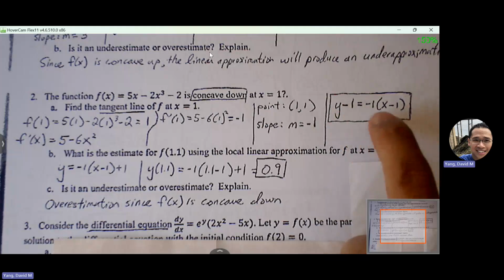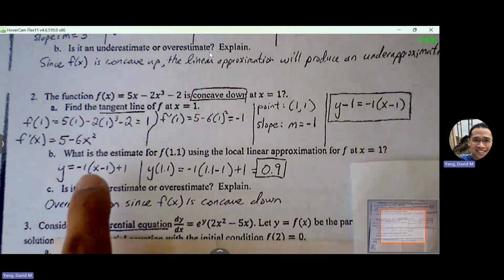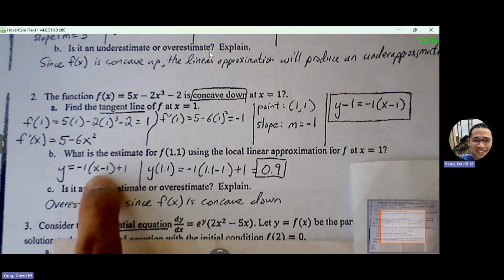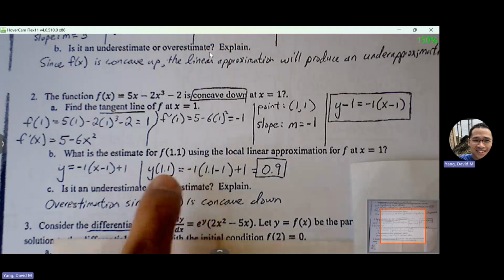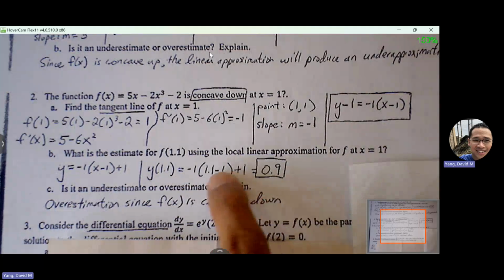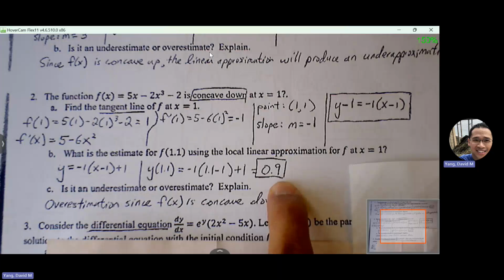Just a slight adjustment here, just to get that y by itself, I added 1 to the right side. So y equals -1 times (x minus 1) plus 1. I'm just getting you ready for linear approximation here. Plug 1.1 in for x, and then we're done. We have our decimal value. Again, if you leave your answer unsimplified, I'll be okay with it. But if you simplify it, it'll be 0.9.